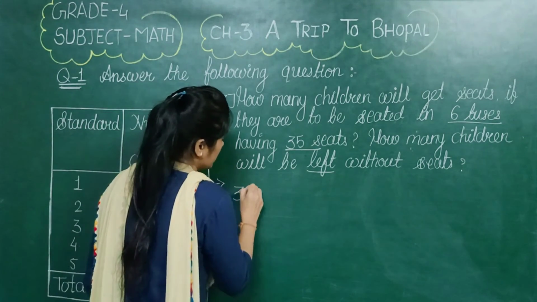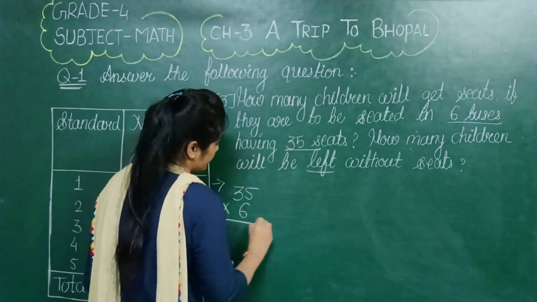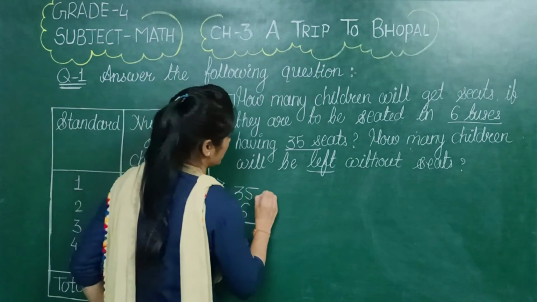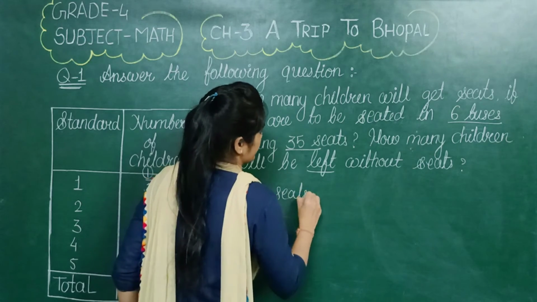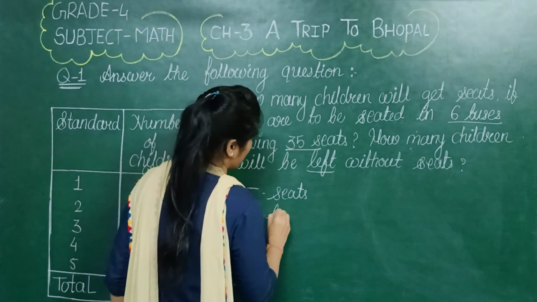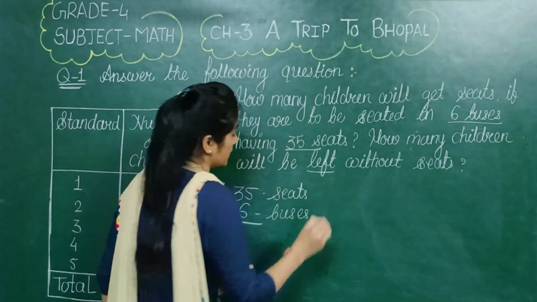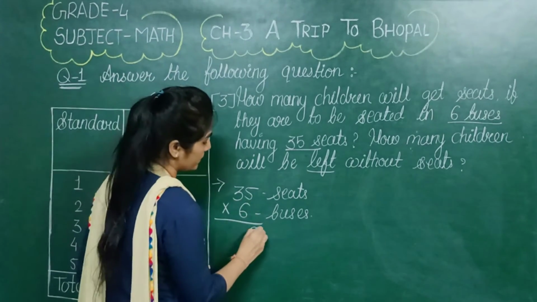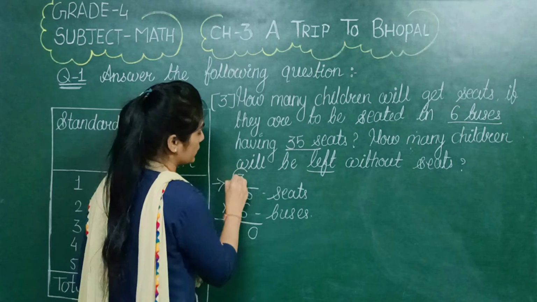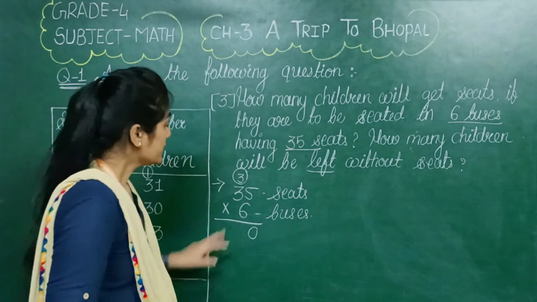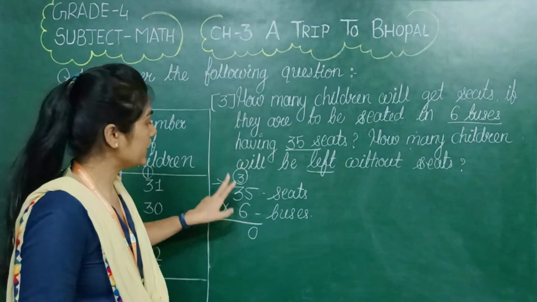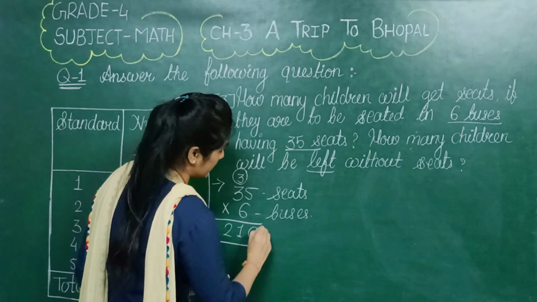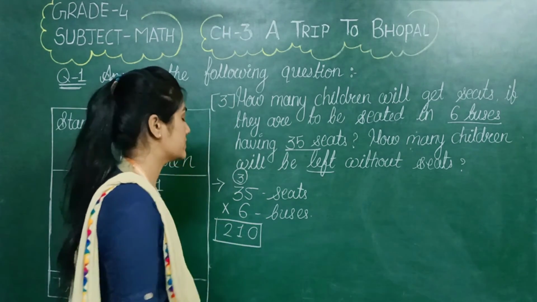So we can do multiplication here. 35 multiplied by 6. 35 is the number of seats and 6 is the number of buses. We have to count the total seats. So 5 6s are 30. Put 0 down, and 3 will be put as a carry number. 3 6s are 18 and 18 plus 3, that is 21. So 210 is our answer.